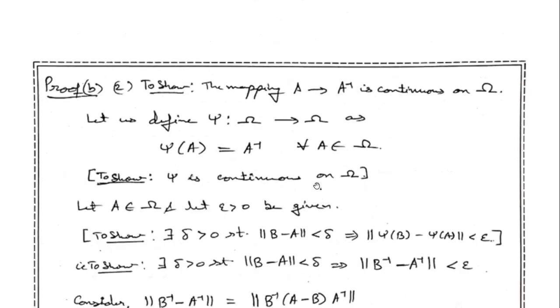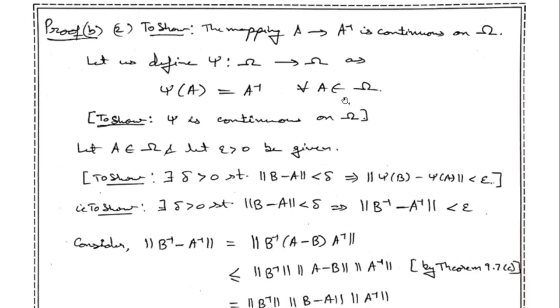Let us go to the actual part of the proof. What do we have to prove? We define a mapping, which I am symbolizing here as psi, from Omega to Omega, defined as psi takes A to A inverse. That is how standard books write it, and some stalwart authors write it like this, but for our understanding we will write it formally: psi from Omega to Omega, which takes A to A inverse. So this is the mapping.